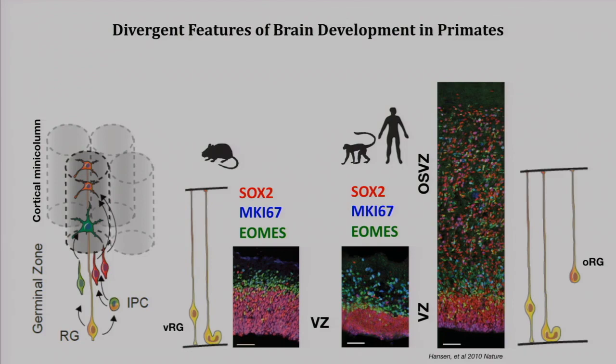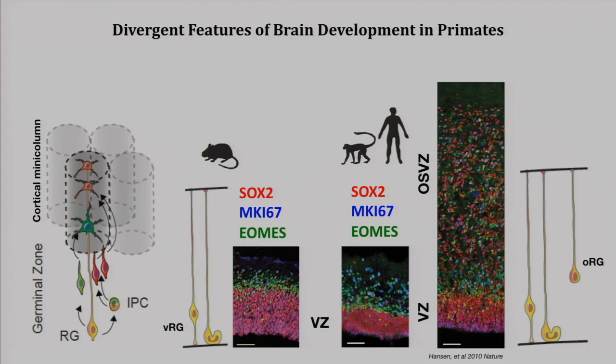But when you look at later stages of human development, and that's also true in macaque and other species, you see this major expansion of the radial glia and intermediate progenitor cell population in the outer subventricular zone, an anatomically distinct region that does not form in the developing mouse.